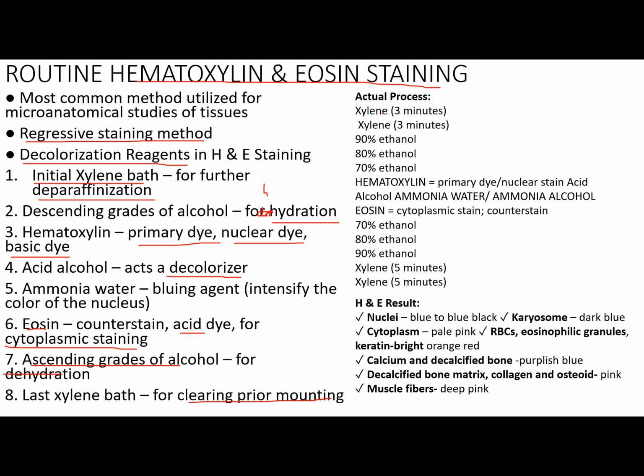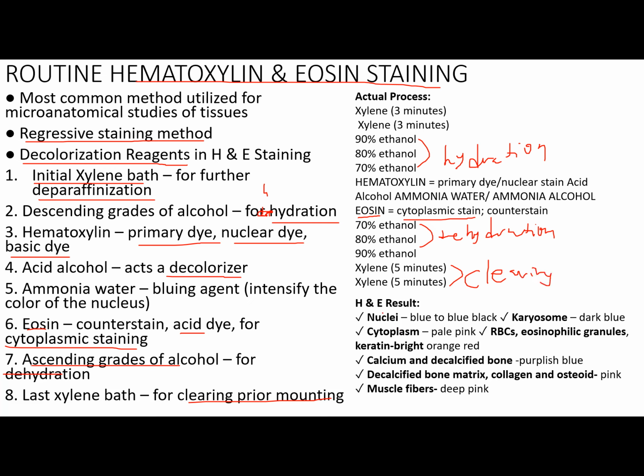So this is the actual process. Here you would use xylene for 3 minutes, then another xylene for 3 minutes. Then you would use descending grades of alcohol for hydration. Then you would use the primary dye, hematoxylin, which is for your nucleus. Then ammonia water, which would intensify the color of the nucleus. Eosin, which is the counterstain for cytoplasmic staining. Then you use ascending grades of alcohol for dehydration. Last, xylene baths, 5 minutes each for clearing.